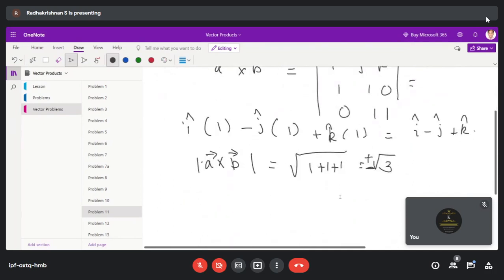So now, especially here, they want the number of vectors of unit length perpendicular to these. We have to divide this i minus j plus k by the magnitude to get the unit vector. So it can be 1 by root 3 into i minus j plus k and minus 1 by root 3 into i minus j plus k.